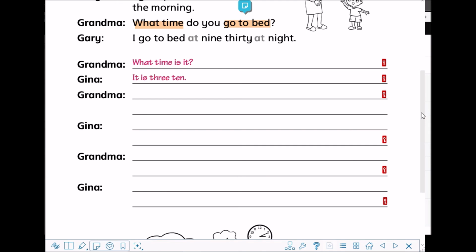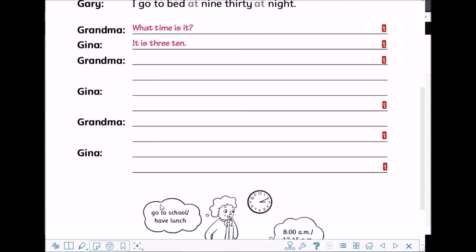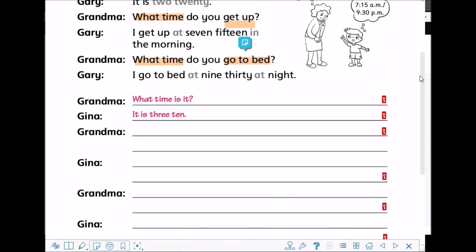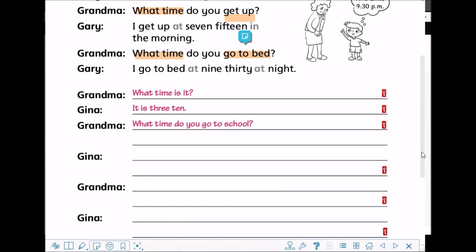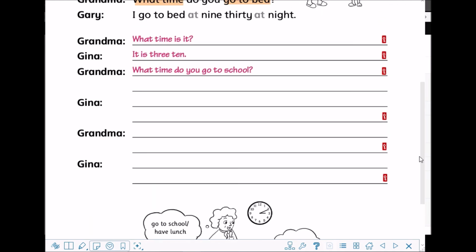And the second question is about go to school, right? And then how do you ask the question, go to school? Take a look at this one. You change the get up to go to school. So what time do you go to school? Gina would say, look at the picture, 8 o'clock, right? And then you would say, I go to school at 8 o'clock in the morning. So this is question 2.